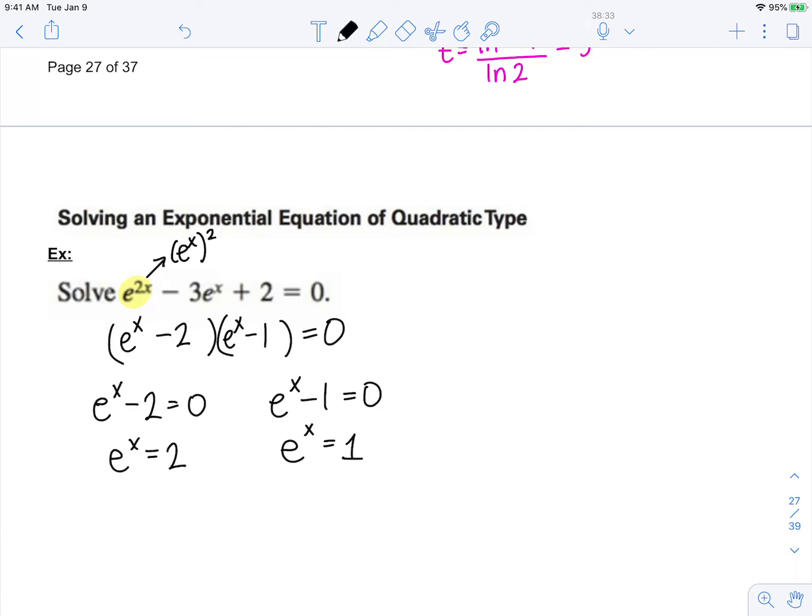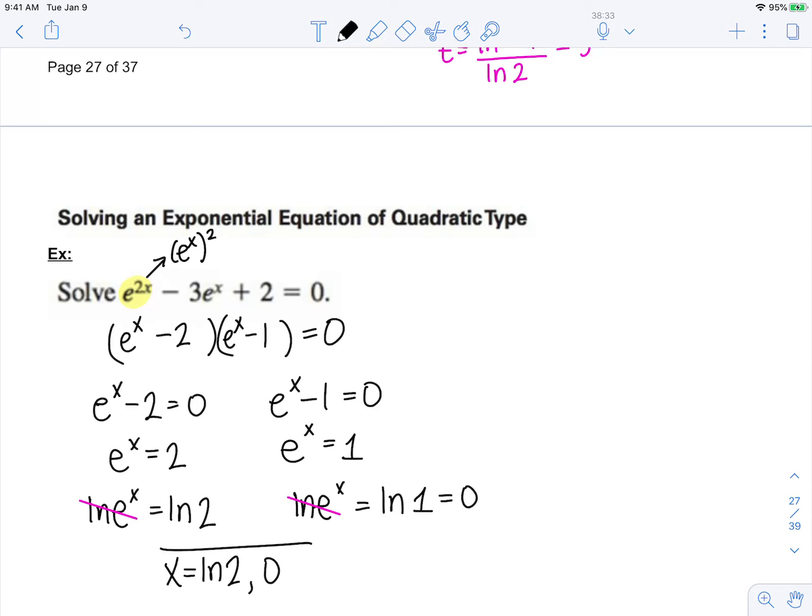Now I will use my inverse property. ln of e to the x equals ln of 2, and ln of e to the x equals ln of 1. Now remember, these inverses, ln of e, are both going to cancel out. So I'm left with x equals ln 2, or x equals ln 1. But remember, we know that ln of 1 is 0.